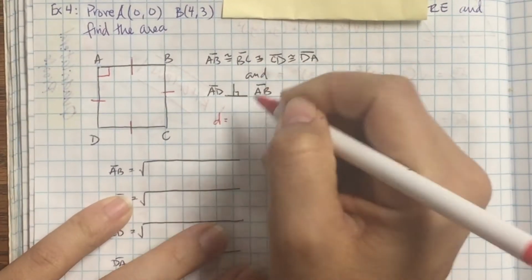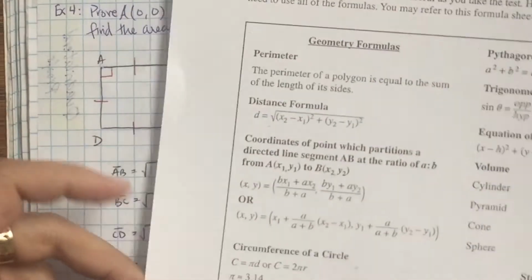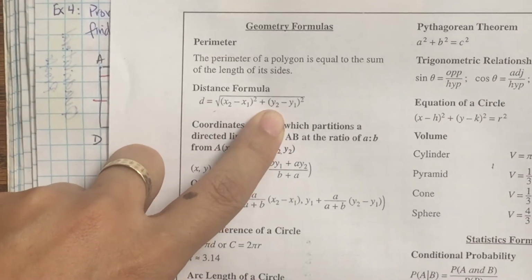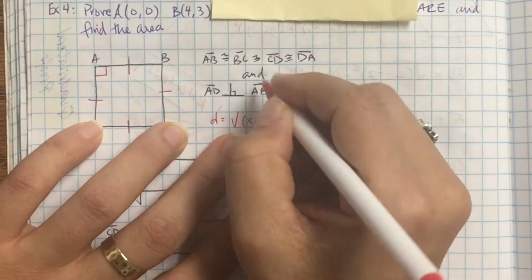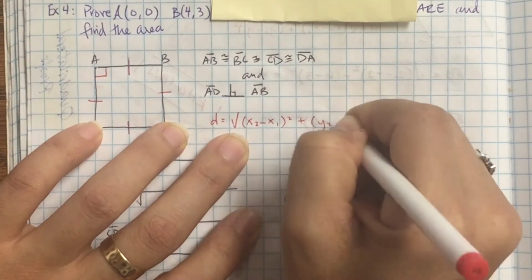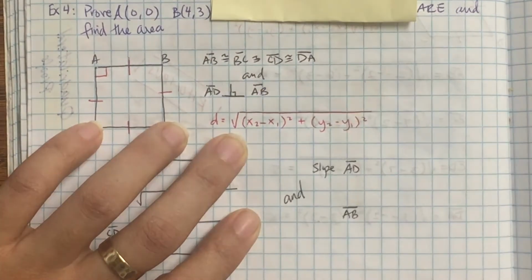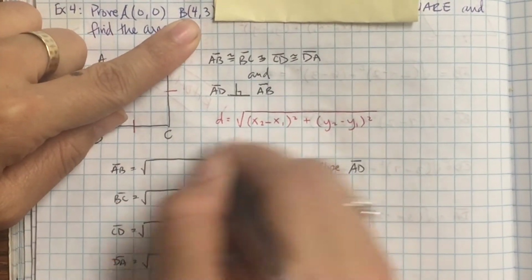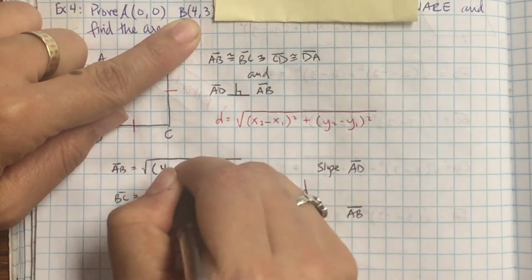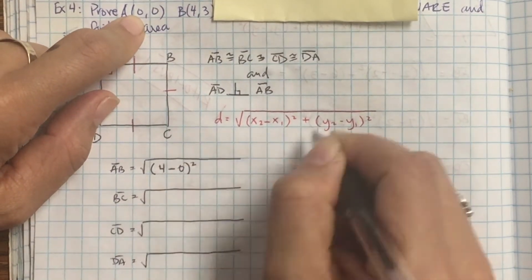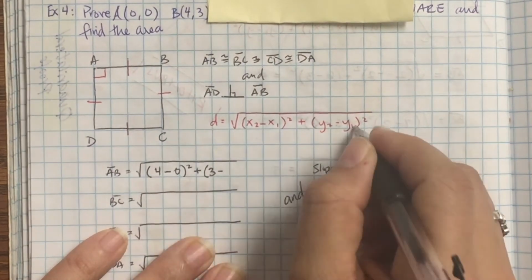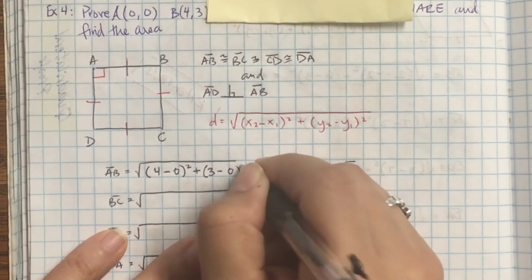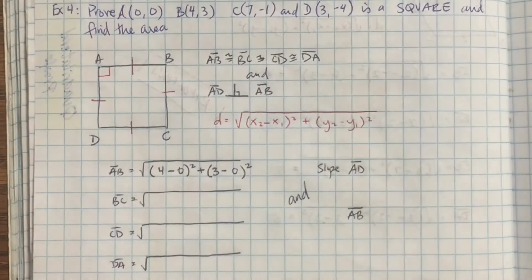All right, so let's plug in these numbers. So remember, the distance formula again is in your reference sheet, and all you're going to do is plug in the numbers. So once you copy it down, you're just plugging in the numbers. All right, so AB, open parenthesis, x2, which is 4, minus x1, which is 0, close parenthesis, squared, plus open parenthesis, y2, which is 3, minus y1, which is 0, close parenthesis, squared.